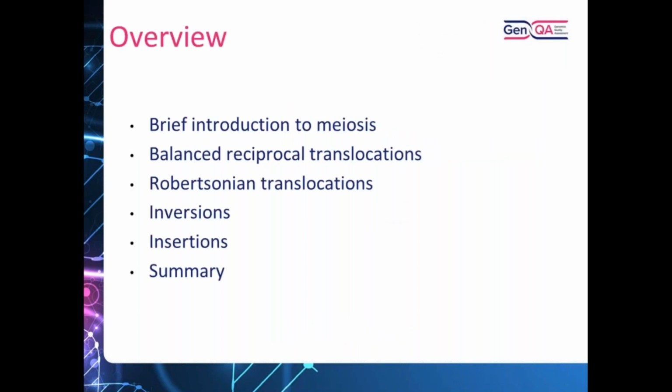So a brief overview. My talk is briefly going to cover the process of meiosis and then go into more detail about some of the segregation patterns that might be seen depending on the type of rearrangement that's carried by one of the parents. The main focus will be on balanced reciprocal translocations because they're the most common, but we will touch on some of the other abnormalities as well.